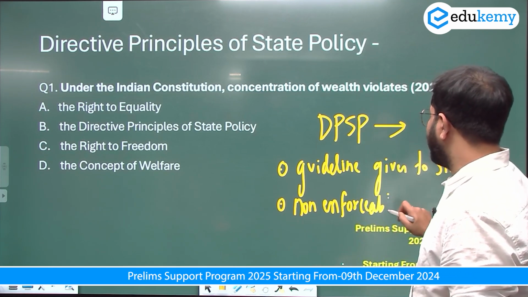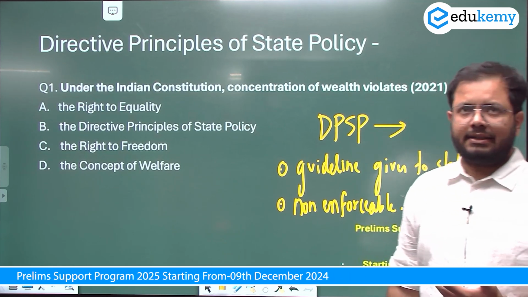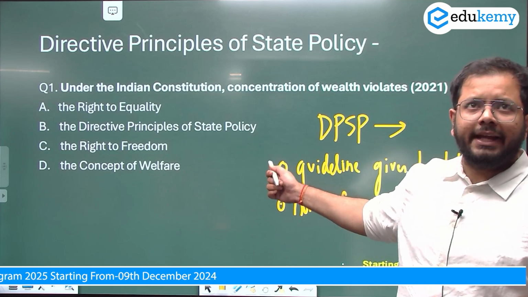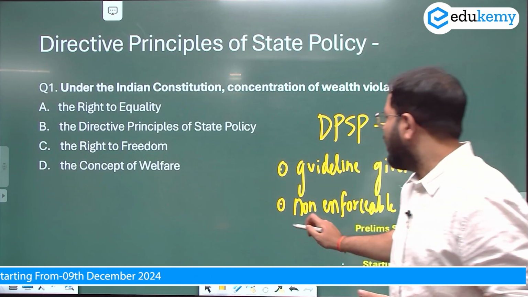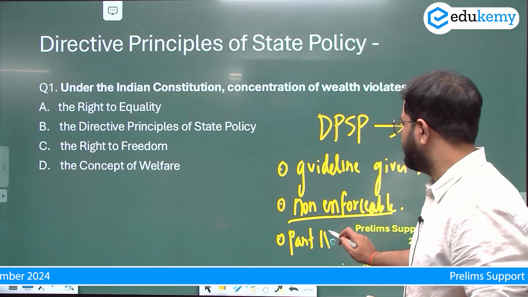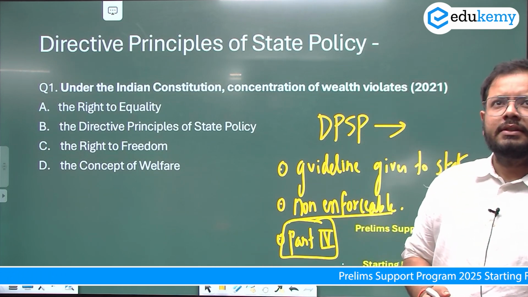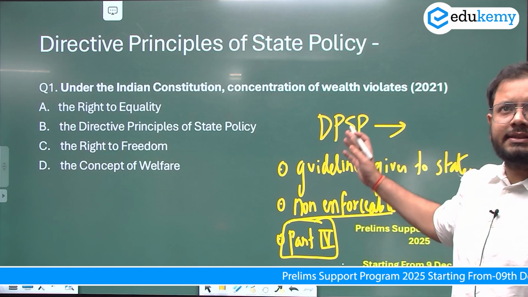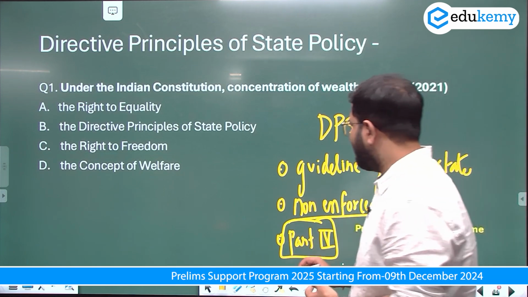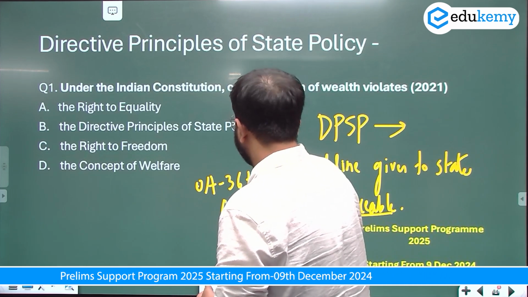Unlike fundamental rights, which are enforceable, where when your fundamental rights are violated you can directly approach courts, in the case of directive principles you cannot approach courts. It is non-enforceable. It is in Part 4 of the Indian Constitution. These are some very basic facts about DPSP. And lastly, it covers Article 36 to Article 51.